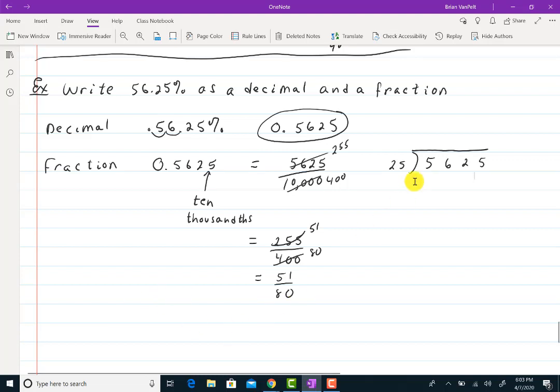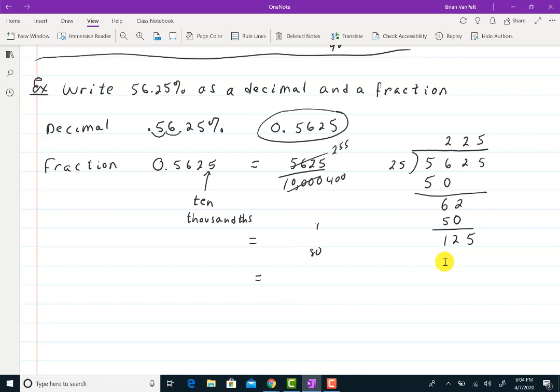All right, let me start this over again. 25 goes into 56 twice. 56 minus 50 is 6. Bring down the 2. 25 goes into 62 twice. So you get 50. 1, 2, 5. And then it goes into 125 5 times. I think I see where my problem was there. I had 225 over 400. Let's see how this works out.